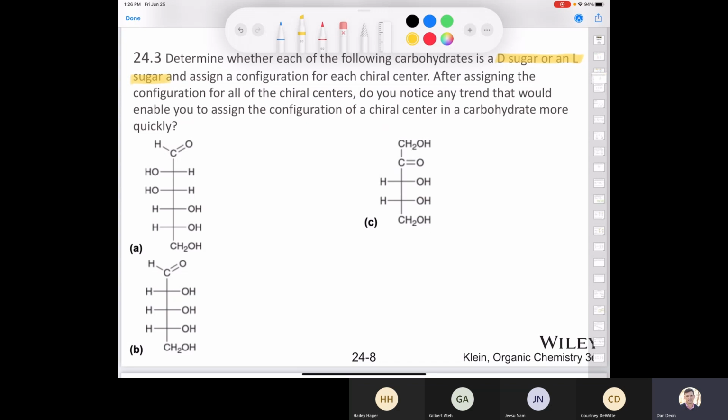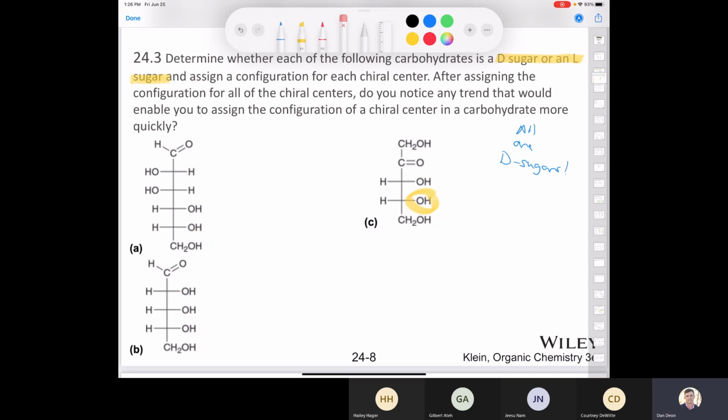What about the other two? What about B and C? Yeah, thanks, Gilbert. Gilbert says they're all D. He's 100% correct. You can see here, here, here. So all are D sugars. See, that didn't take too long.